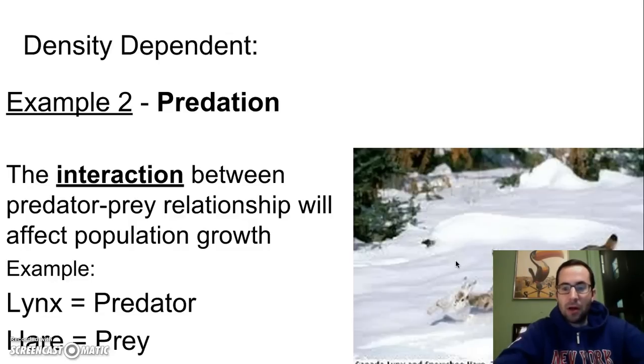The second example of a density-dependent limiting factor is predators. We learned about predators in the last learning target. Predators are also something that can decrease the size of a population. Here's a lynx and a hare, a predator-prey interaction.